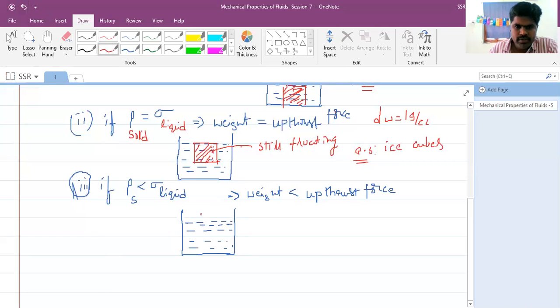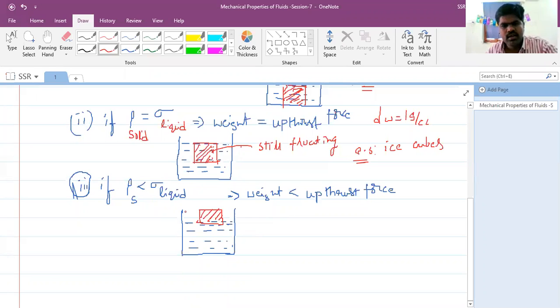You can imagine the object will be like this, completely floating on the surface of the liquid. So this is the floating condition. Weight is less than upthrust force, so the object simply floats on the surface of the liquid. But sometimes a small amount of volume will be immersed also. Still, the weight will be balanced by the upthrust force. So this is about the third condition.